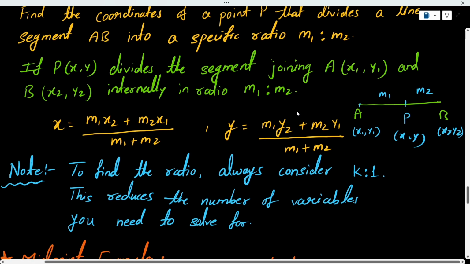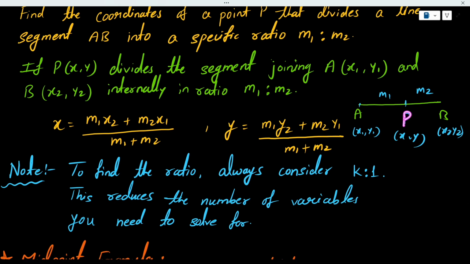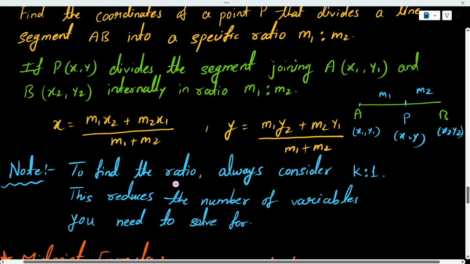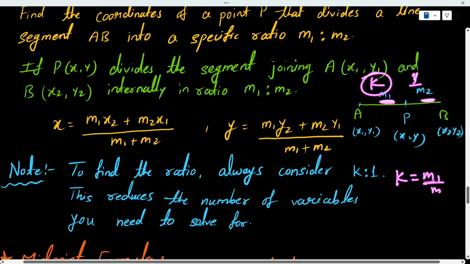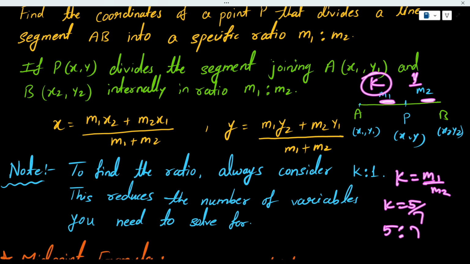How do we use it here now? Either the ratio is given and you need to find out the coordinates of point P, or if you need to find out the ratio, you will always take here as k is to 1. Why do we take k is to 1? Because here there are two variables, and when you are taking k is to 1, there will be only one variable, and k is nothing but m1 by m2. So if my k value is 5 by 7, the ratio will be 5 is to 7, right?